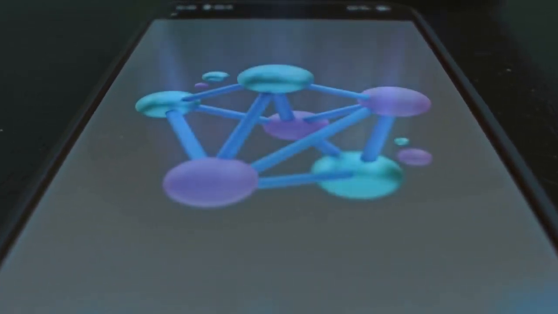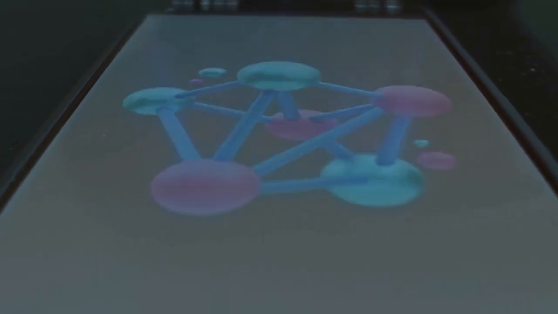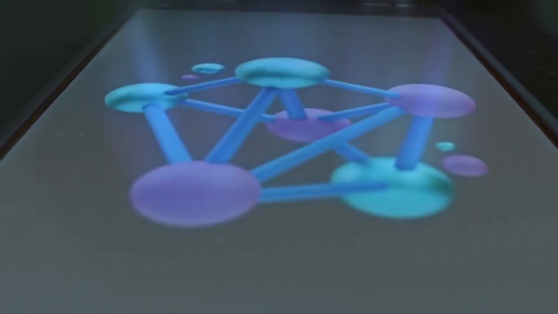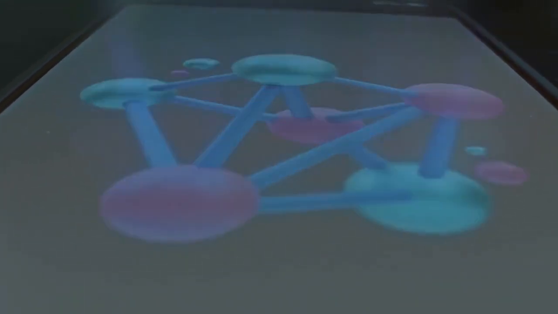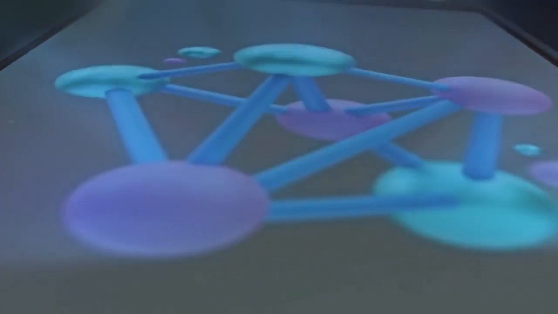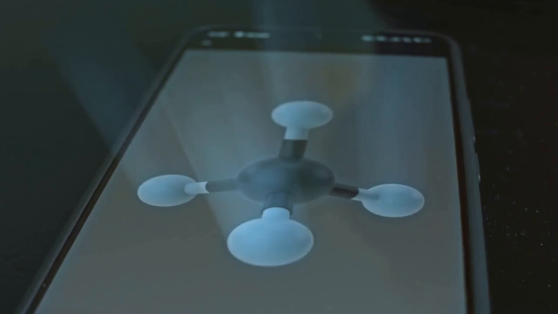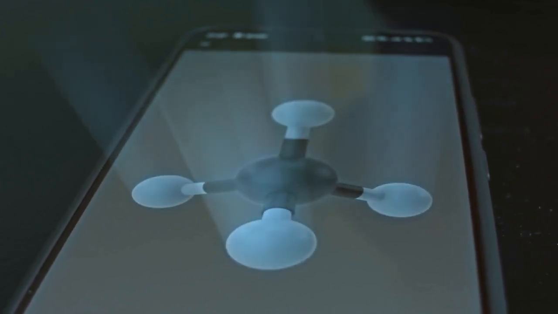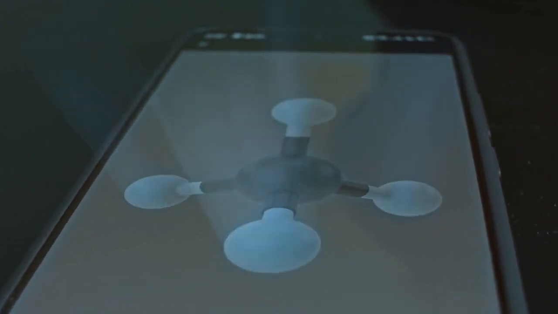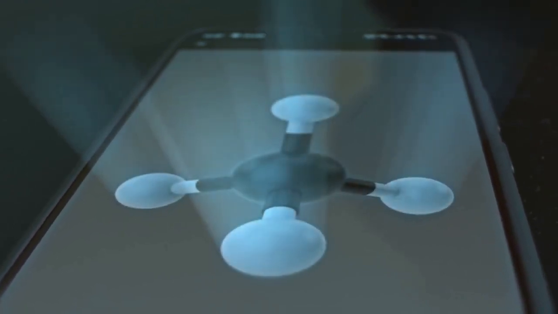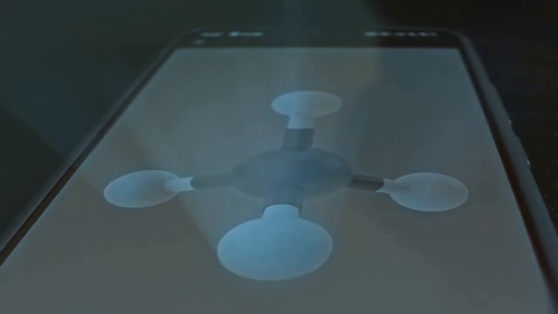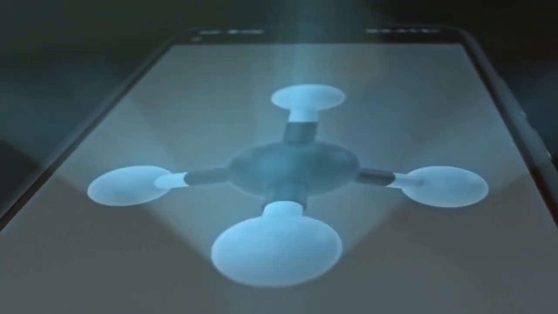A polar group or a charged atom in a molecule creates an electric field around it. This field can then affect the electrons and atoms in another region of the same molecule. Now, this is very different from the more commonly known inductive effect. The inductive effect is transmitted through the sigma bonds of a molecule. Imagine a chain of people passing a message. The message gets weaker as it goes down the line. That's the inductive effect. The field effect, however, skips the chain entirely and sends the message directly through space.